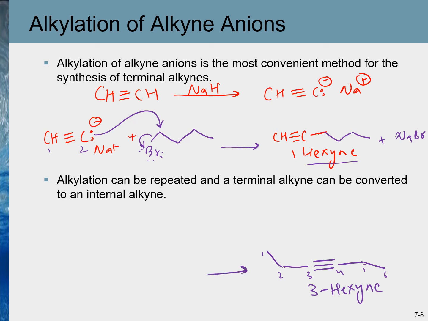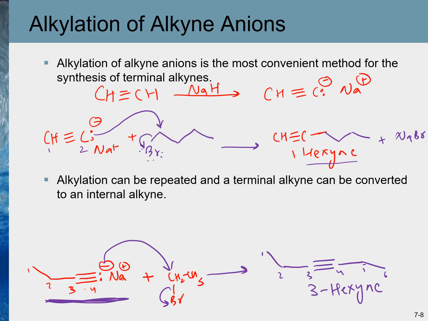Method is still the same. Now I need to alter my alkyne anion. So instead of using the ethyne, I would need to use this alkyne anion, and this one already has 1, 2, 3 and 4 carbons. I need only 2 more carbons, so therefore I will use this alkyl halide. So method is still the same. So this attacks here, leaving group leaves, and I will end up with 3-hexyne.